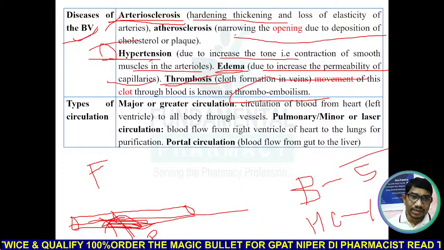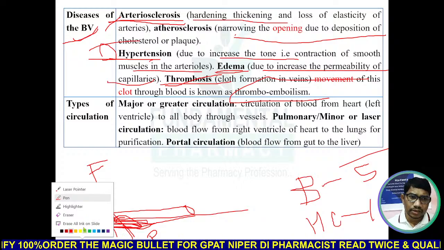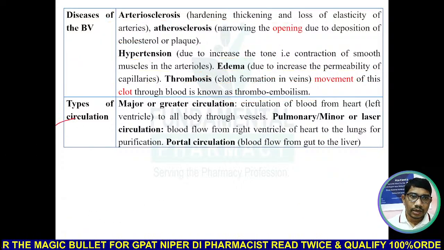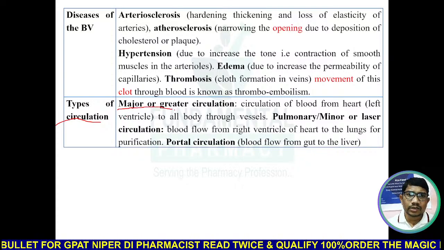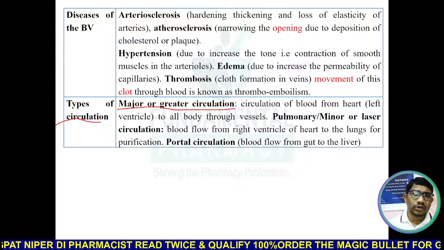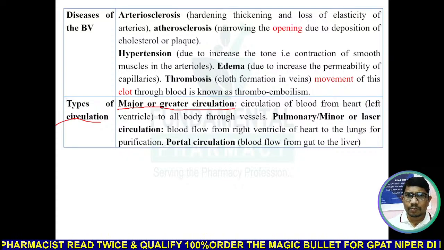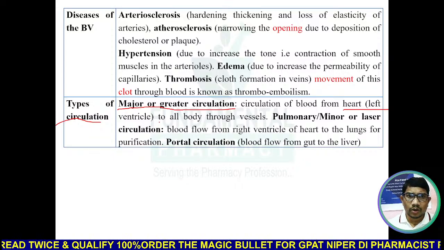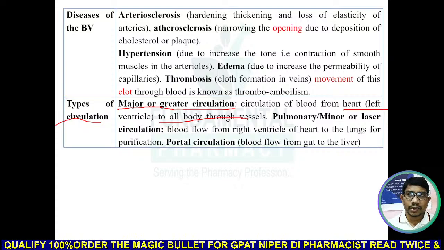Right. Now how many major types of circulation are there? Major types of circulation. I hope I am audible to you. So the first one is the major or greater circulation, also known as general circulation: the circulation of blood from the left side of your heart to the whole body through blood vessels. What is a major circulation, greater circulation?